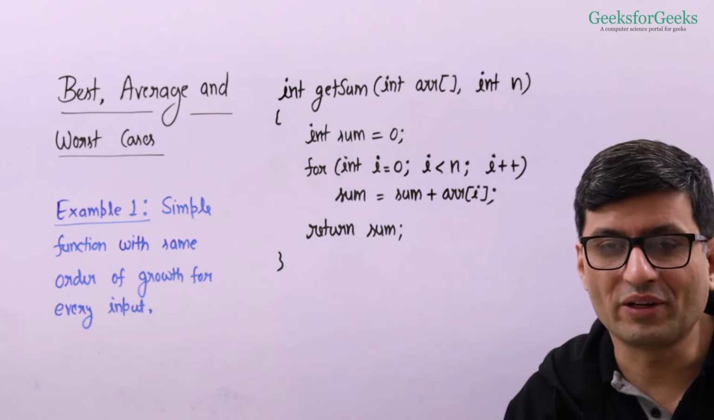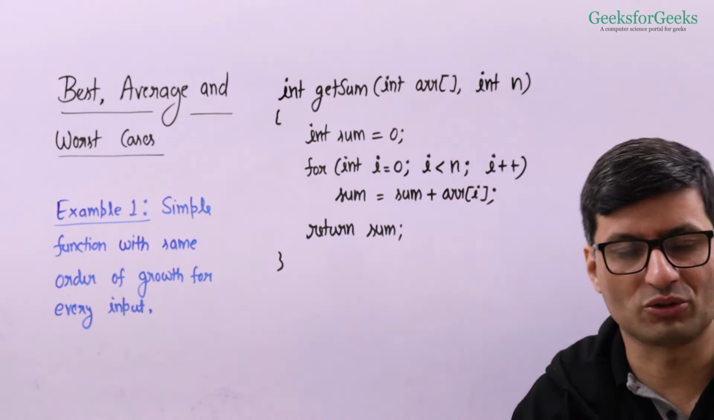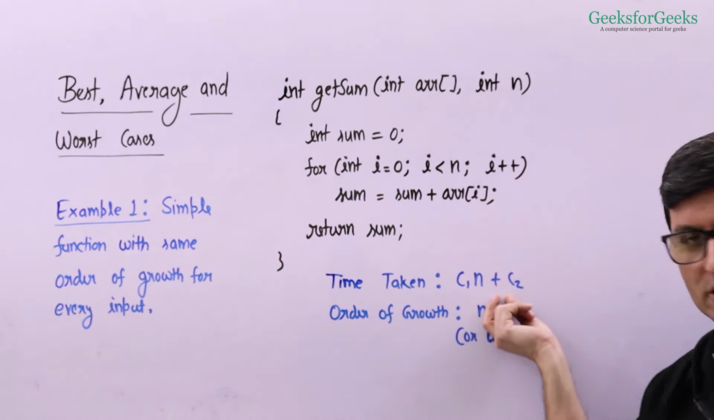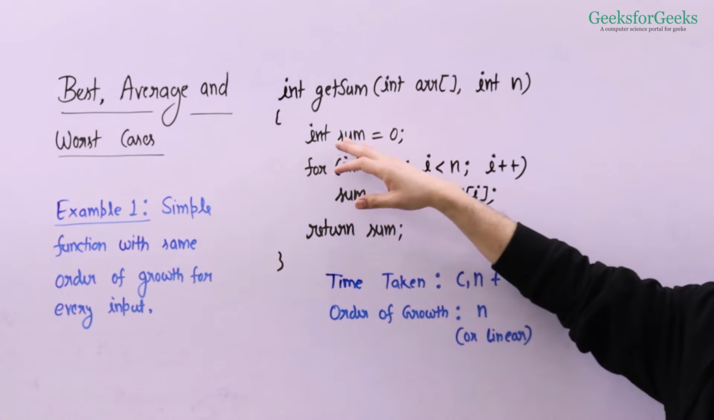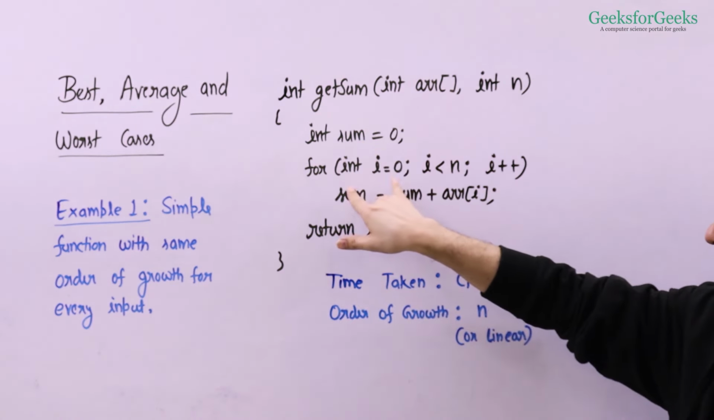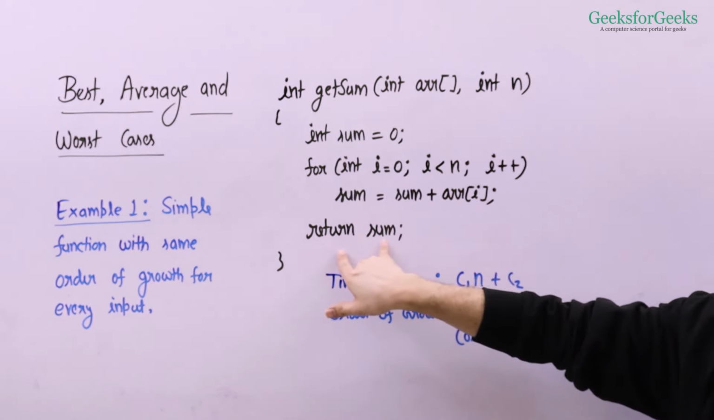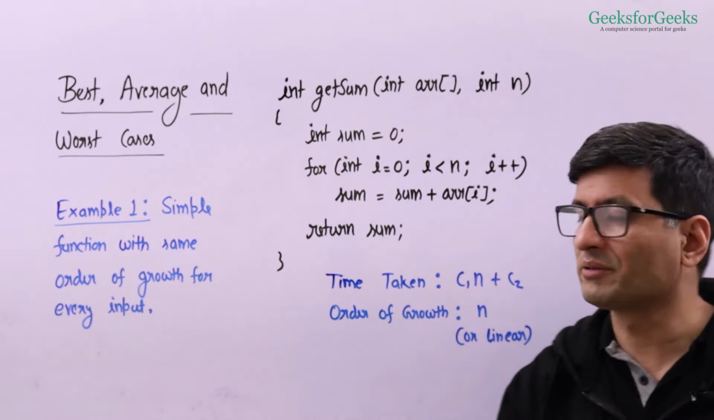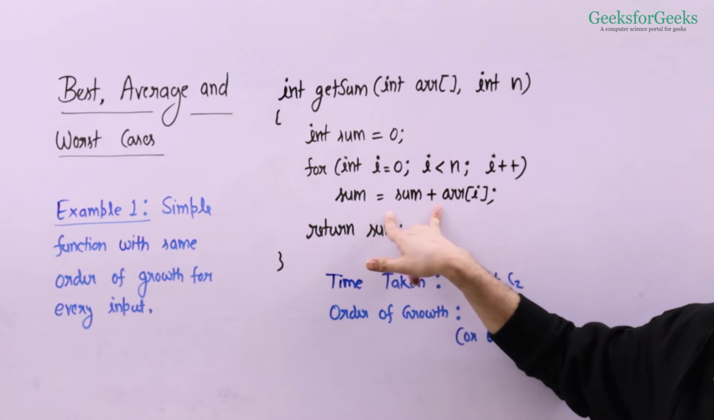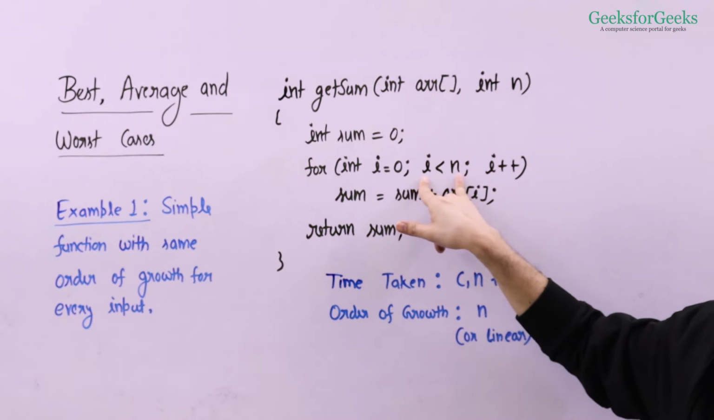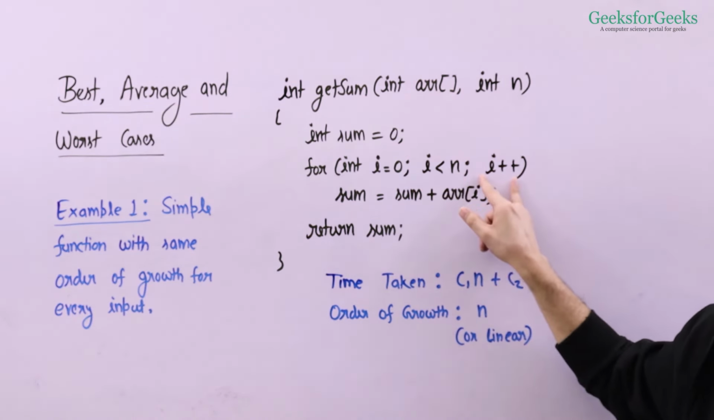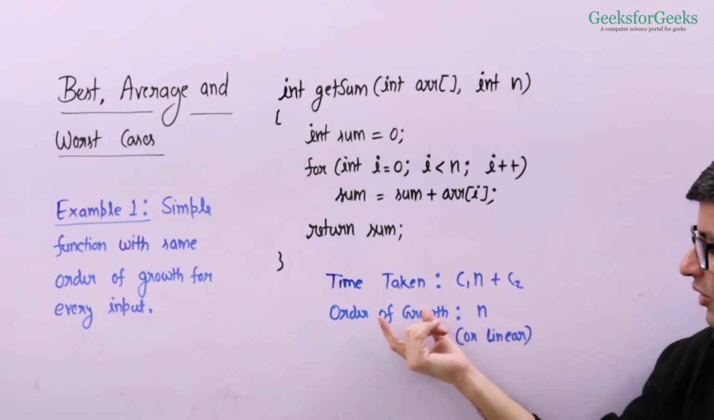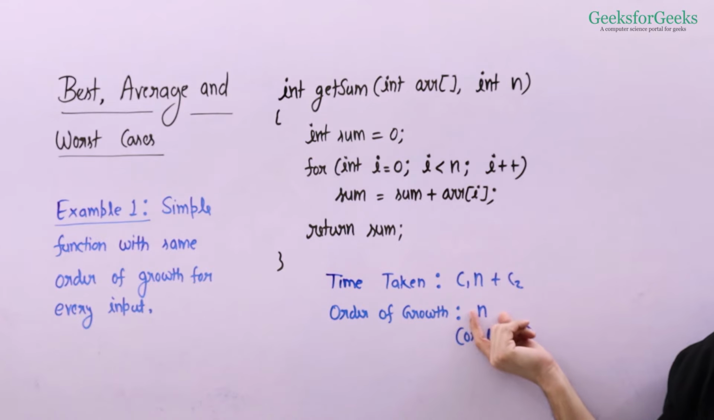Please pause this video and try to guess the order of growth of this function. The time taken by this function is clearly C1n plus C2. There are certain things that we are doing a constant number of times, like the initialization and returning the sum at the end. And there are certain things that we are doing a linear number of times: this statement is executed linear number of times, this condition is checked linear number of times, and this increment happens linear number of times. So we have C1n plus C2, and the order of growth can easily be seen as n.